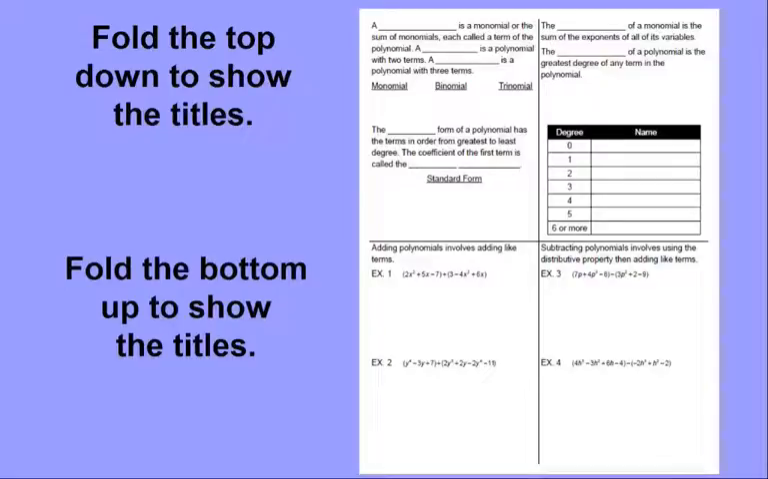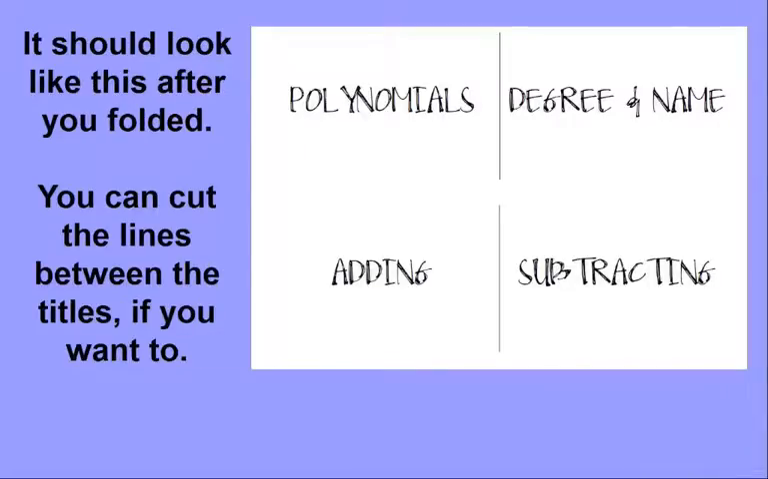Okay, so if the substitute has passed out your notes page, you're going to take the top and fold it down to show the titles, and you should see polynomials and then degree and name on the top, and then fold the bottom up to show the titles adding and subtracting. So after you folded the top down and the bottom up, it should look like this. Later, you can use scissors to cut on the lines between polynomials and name and degree and adding and subtracting. Right now, you can just leave it like it is.